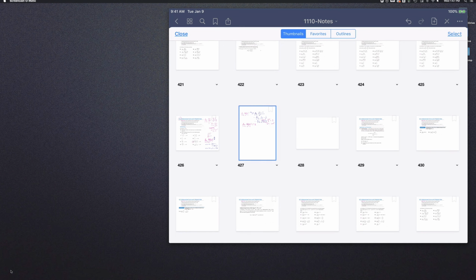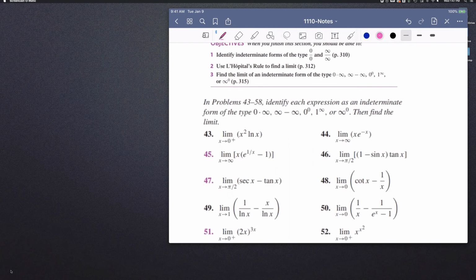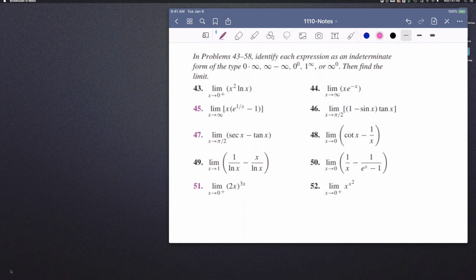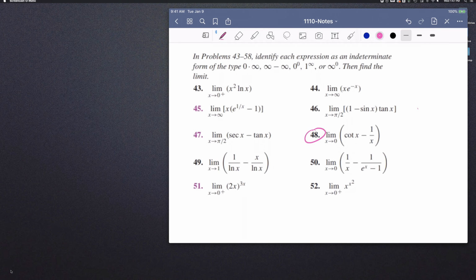There are a whole variety of different problems that we can try to compute. We can look at something like number 48. We're going to try to compute the limit as x goes to 0 of the cotangent of x minus 1 over x.